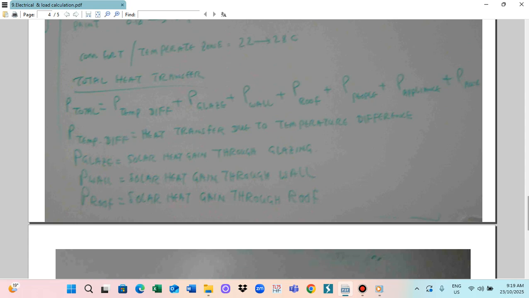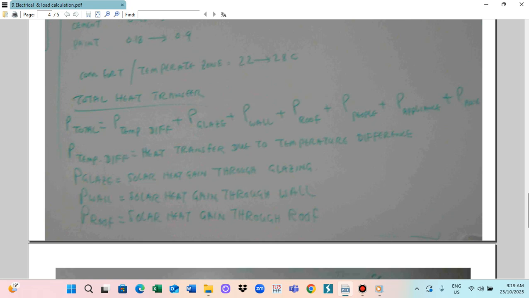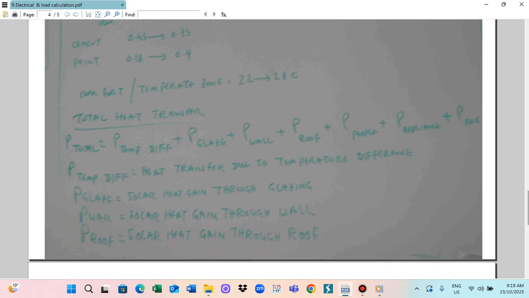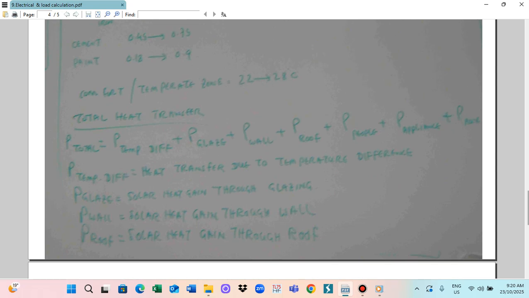So we calculate the heat gain due to the occupants and appliances, the heat gain by appliances and occupants. And then there is the auxiliary heating and cooling. So those are the heat factors we calculate.